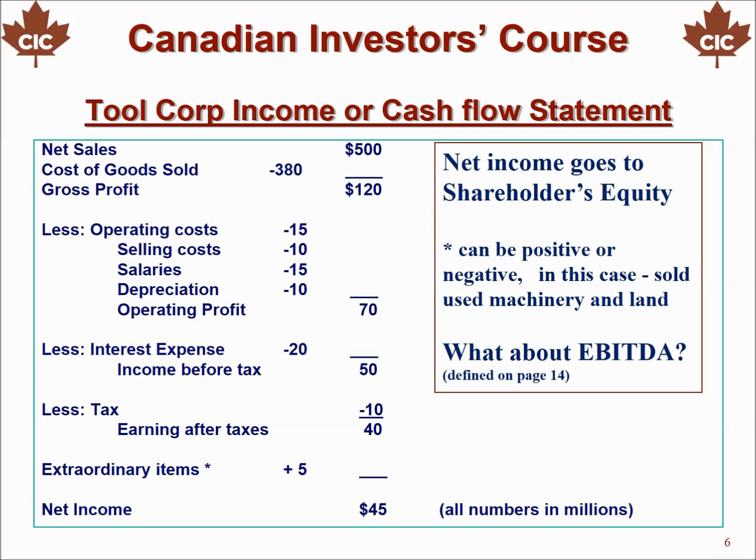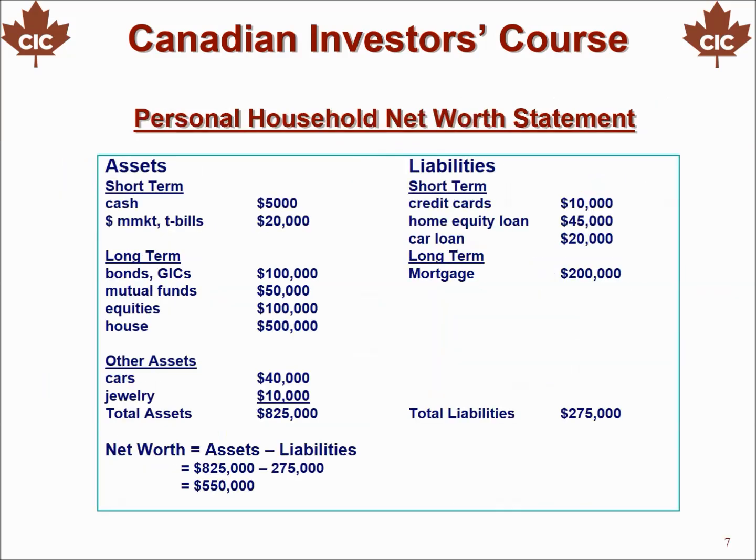So you see how the company balance sheet looks an awful lot like the company cash flow statement, which looks an awful lot like your family balance sheet. And of course, the net income goes into shareholders' equity. It can be positive in this case, or it can be negative. So in some cases, it's negative income, so it comes out of the shareholders' equity. But in this case, they sold some used machinery and land, and that was the extraordinary items. And let's forget about EBITDA, which we'll talk about a little later on.